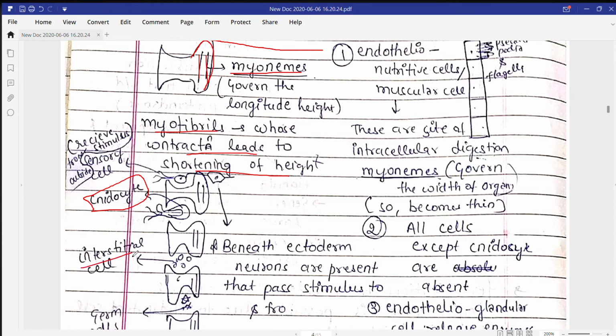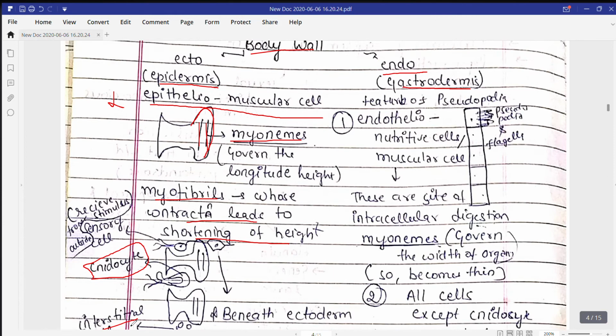Next are the interstitial cells. Interstitial cells are meant for regeneration. Whenever any cut takes place in the cnidarian, these interstitial cells are responsible for regenerating that particular part. They also have germ cells.